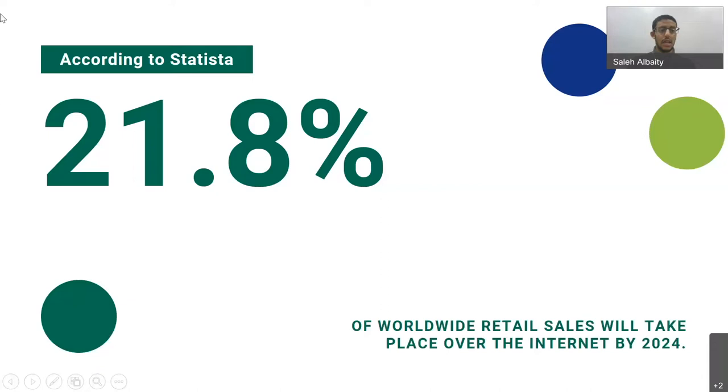As a matter of fact, according to Statista, 21.8% of worldwide retail sales will take place over the internet by 2024. Now, if you're a business owner looking at the statistic, the way you should look at this is by understanding that by 2024, 21.8% of your sales will be made by your competitor over the internet if you're not online. So you're losing maybe a fifth of revenue there, which is not good at all. So I hope by the end of this presentation, you at least have the inspiration to just get started online, whether it's on Shopify or any other e-commerce platform. It doesn't really matter as long as it suits your business needs.